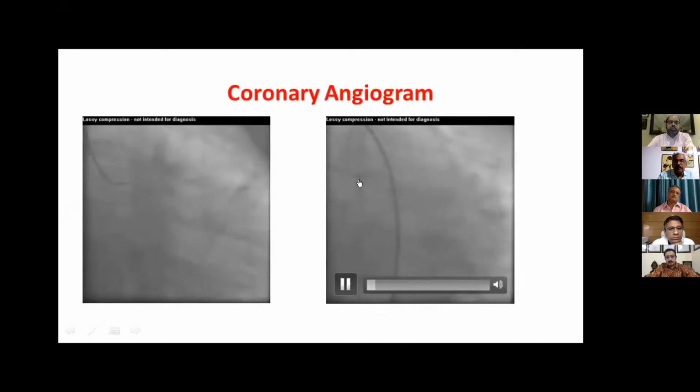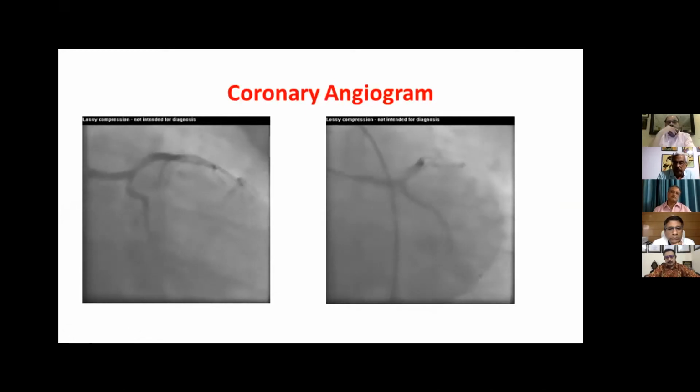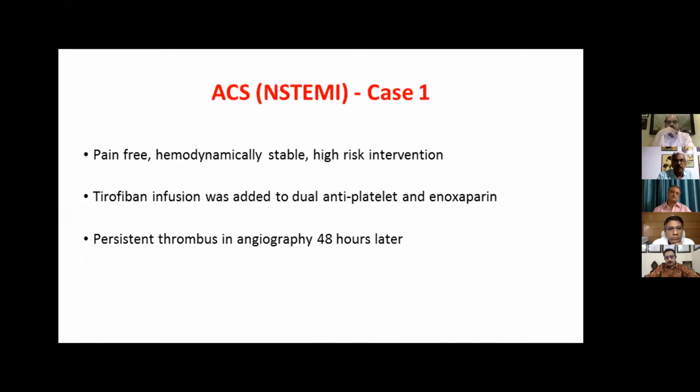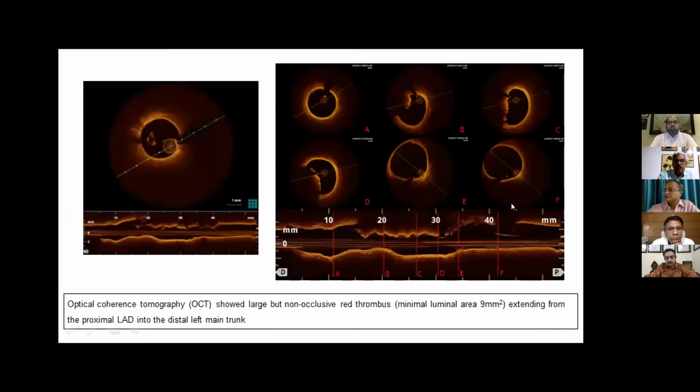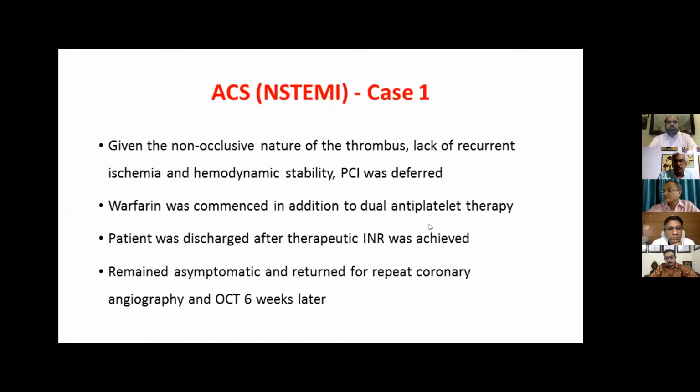And in this scenario, we have to be very, very careful that you just don't go in and do something drastic like putting a stent. There was no pain, patient was stable. What we started is a 2B3A, dual antiplatelet, and enoxaparin. We just kept the patient on and brought the patient back the next day. And you can see clearly on the 48 hours angiogram that there was an OCT showing a large thrombus here.